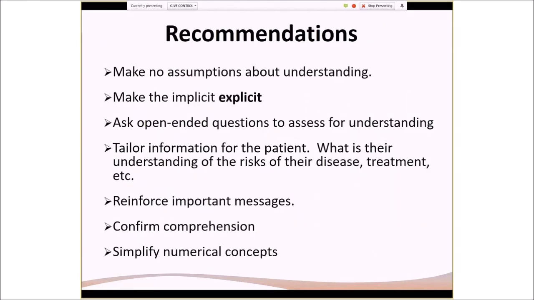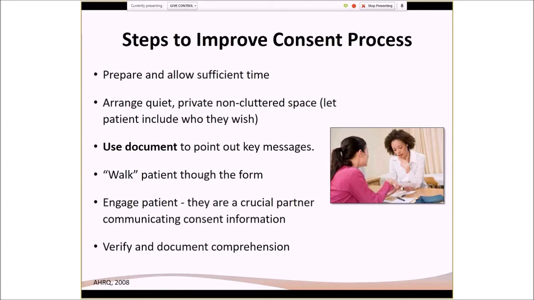So here's some recommendations. Don't make any assumptions about patient understanding. Make the implicit explicit. The more concrete and specific we are, the more likely the person that we're talking to can understand. Ask open-ended questions to assess for understanding. Tailor information for the patient. What's their understanding of the risk of the disease, the treatment? Can they get out of this study if they want to? What are the risks of being in the study? Reinforce the important messages. Confirm their comprehension. And simplify numerical concepts and percentages and probability.